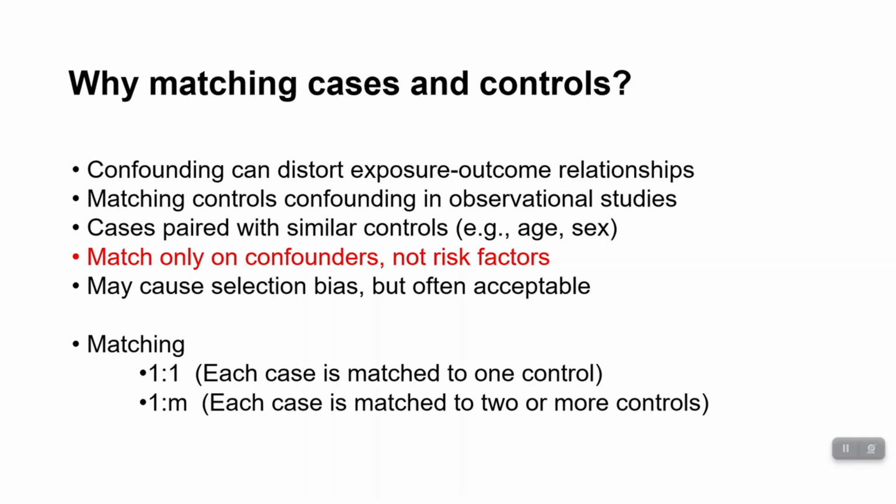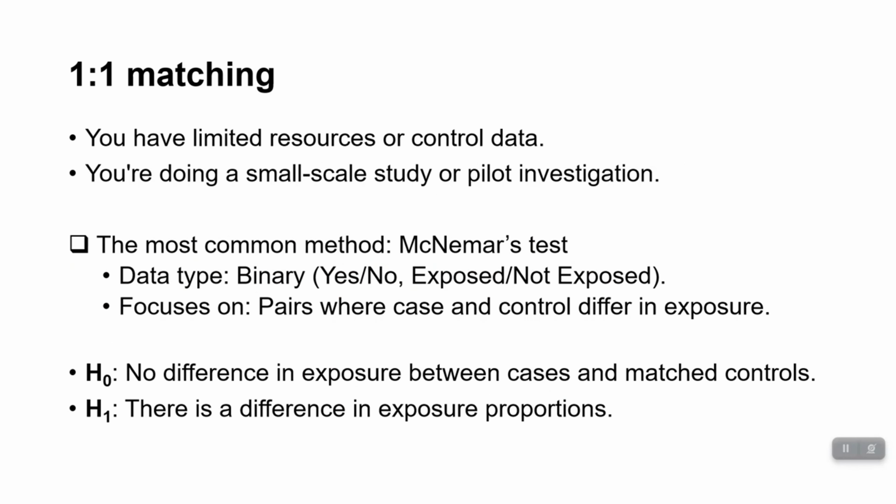We have two types of matching. One-to-one matching means that for every case in a study, there is exactly one control who is matched on specific variables like age, sex, location, race, and so on. And one-to-m matching means that for every case in a study, there are two or more controls who are matched on specific variables. So let's first begin with one-to-one matching.